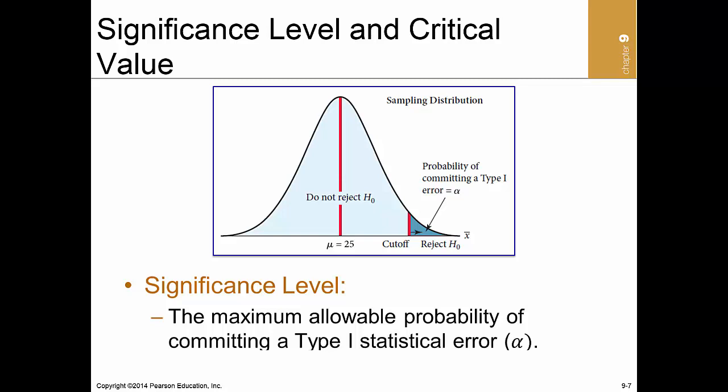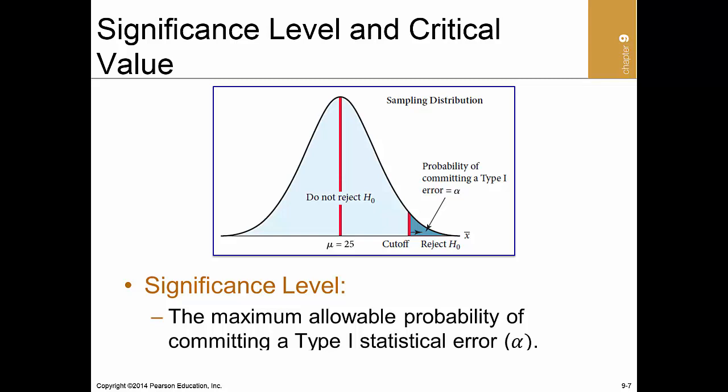The null hypothesis in our example is mu less than or equal to 25 days. So this figure shows the sampling distribution for x bar, assuming that mu equals 25. The shaded region on the right is called the rejection region, and the area in the rejection region gives the probability of getting an x bar larger than the cutoff when mu is really 25.